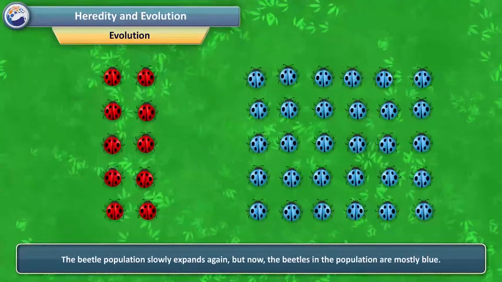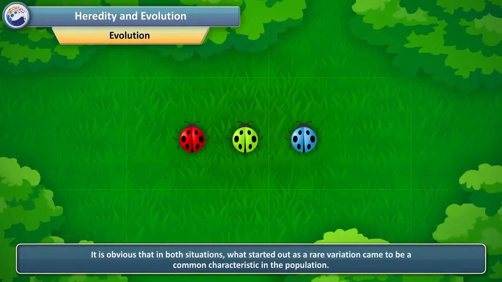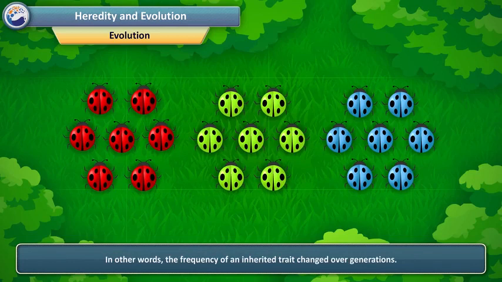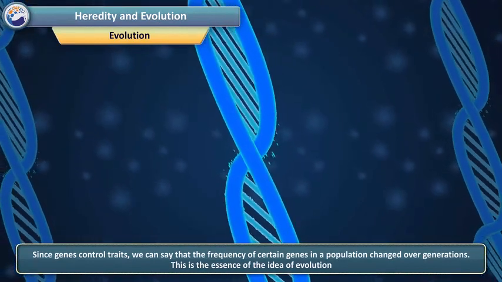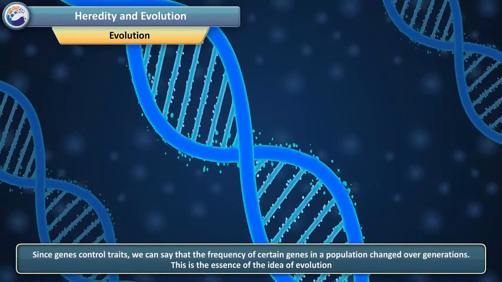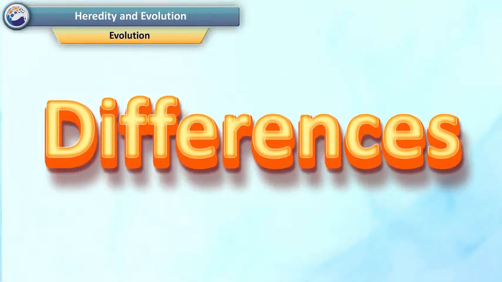The beetle population slowly expands again, but now, the beetles in the population are mostly blue. It is obvious that in both situations, what started out as a rare variation came to be a common characteristic in the population. In other words, the frequency of an inherited trait changed over generations. Since genes control traits, we can say that the frequency of certain genes in a population changed over generations. This is the essence of the idea of evolution, but there are interesting differences too, in the two situations.